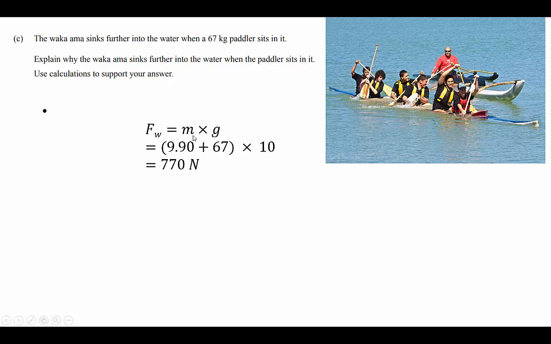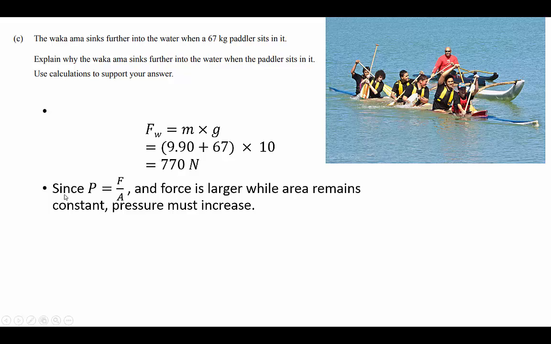So the weight force is mass times gravitational field strength. So the weight force this time is a combination of those two masses times by 10, which gives us 770 newtons. And referring back to our formula for pressure, since the pressure equals force divided by area and force is larger while the area remains constant, pressure must increase.